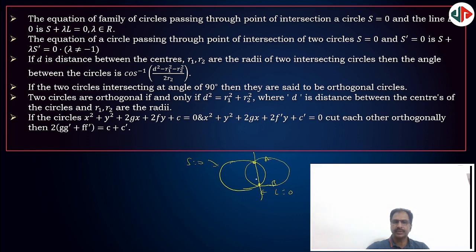We can draw so many circles like this, and the equation of that circle is S plus lambda L is equal to 0, where lambda is a parameter. By giving different values for lambda, we get different circles, but every circle passes through same 2 points A and B. So those are known as family of circles. So what is the equation of family of circles passing through intersection point of given circle and given line means S plus lambda L is equal to 0.